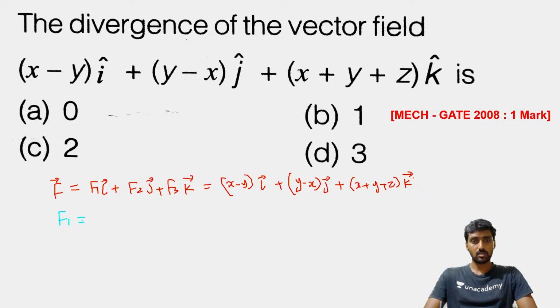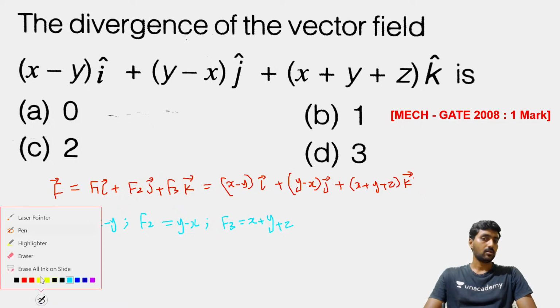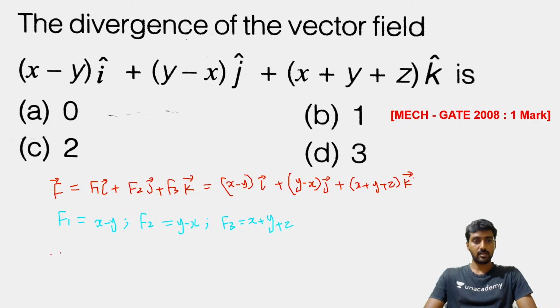Therefore f1 is equal to x minus y, f2 is equal to y minus x, f3 is equal to x plus y plus z. Okay, fine. Now the divergence formula. Divergence, del dot f vector, is equal to dou f1 divided by dou x plus dou f2 divided by dou y plus dou f3 divided by dou z.